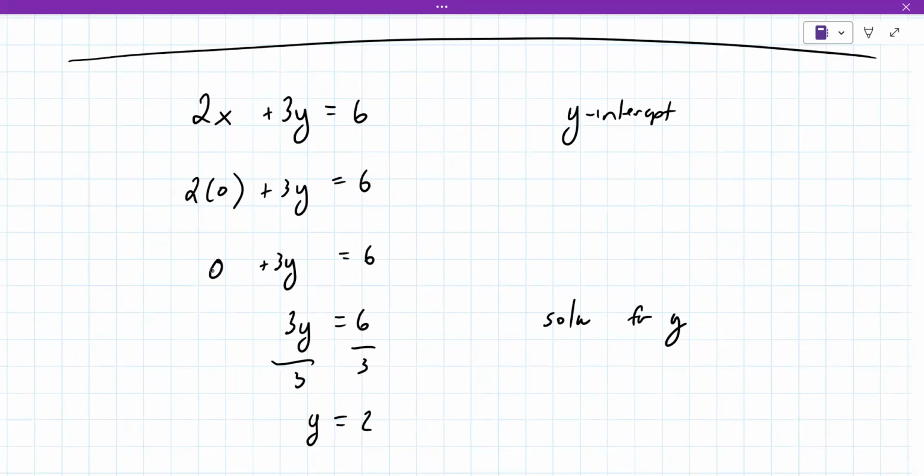Got it. So it doesn't matter what we're doing. The y-intercept will always be this path, this process here. Okay. All right.